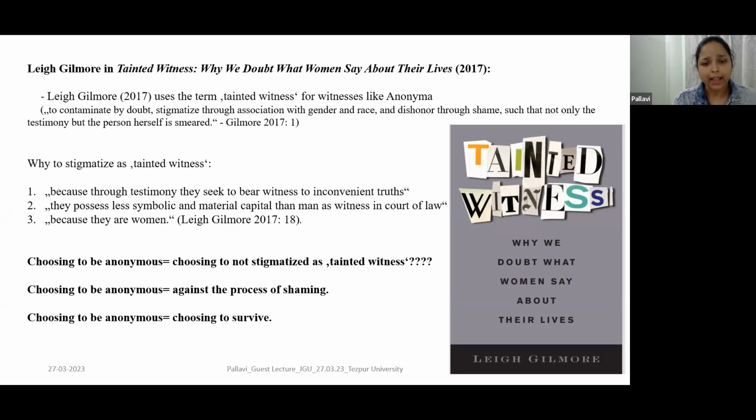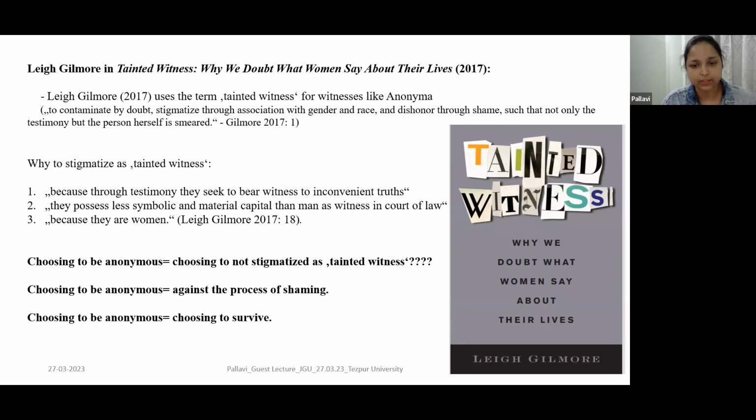I have also tried to deduce it like this. Choosing to be anonymous means choosing not to be stigmatized as a tainted witness. Choosing to be anonymous also means going against the process of shaming, or survival instinct, so to say. Or choosing to be anonymous can also mean choosing to survive any form of further violence, for instance the violence of stigmatization later on.